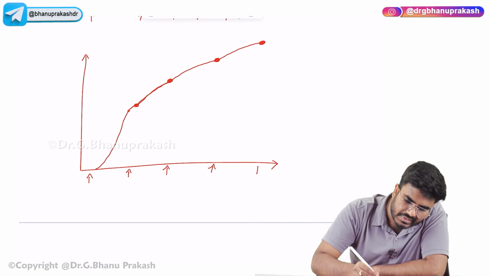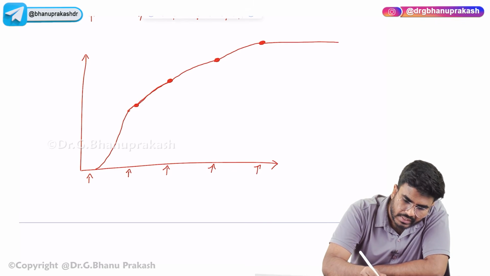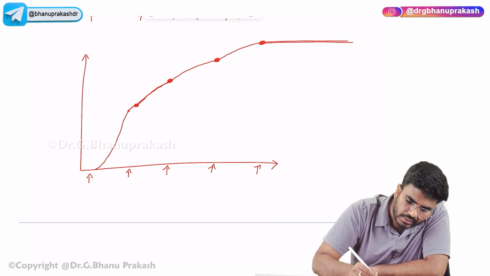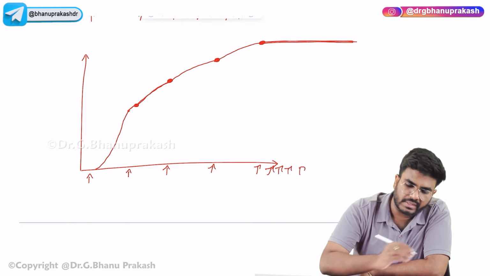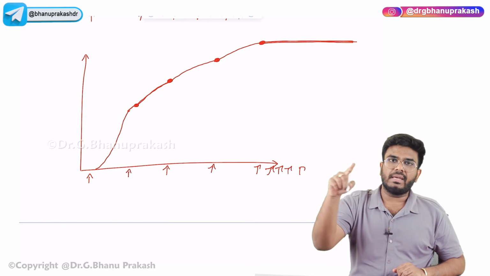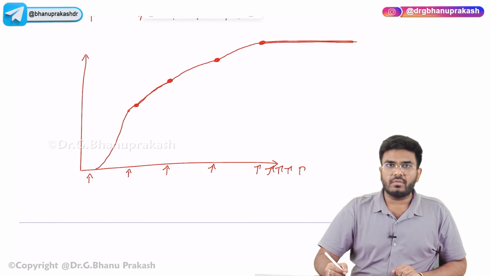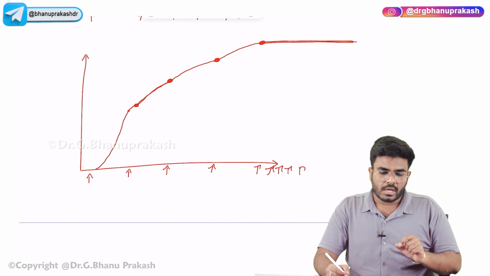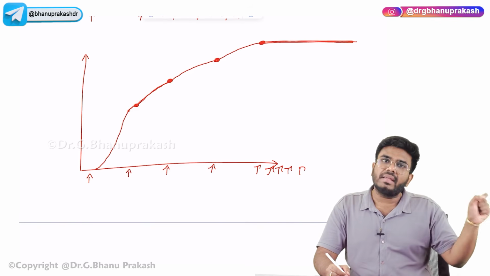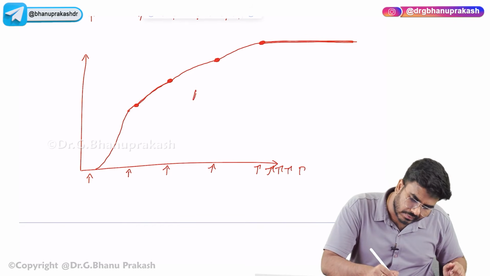From the 5th time, see what happens. The force generated is going to be constant. You stimulate it any number of times, the force is not going to increase. So there is a continuous line. When you see such a graph where you are giving repeated stimulation, the muscle is completely in the contraction phase, there is no relaxation.